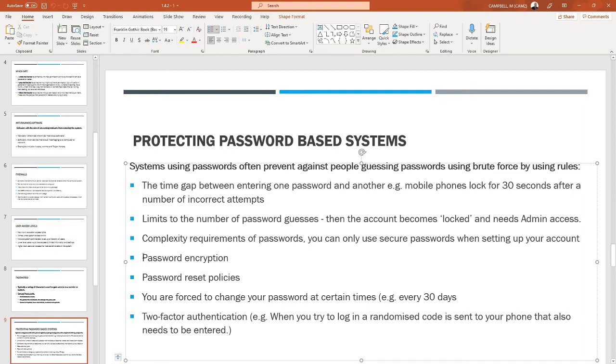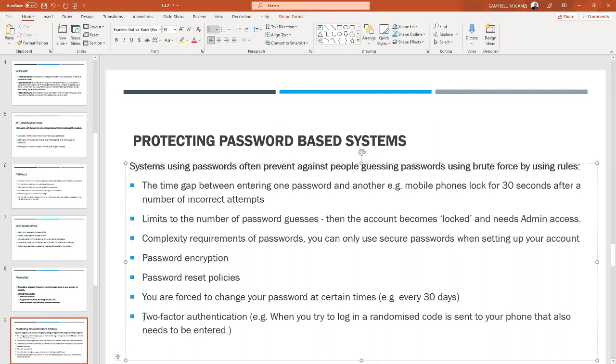Okay. Obviously, you should encrypt your passwords and you should have reset policies. So every 30 days or something, you're forced to change it, etc. And you can have two-factor authentication, which is where you basically need two ways to enter the system. So on your mobile phone, it might be you enter a PIN and then you've got your thumbprint. On the computer, it might be you log in and it might send you an email or a text. Or anything like that. So that's two-factor.